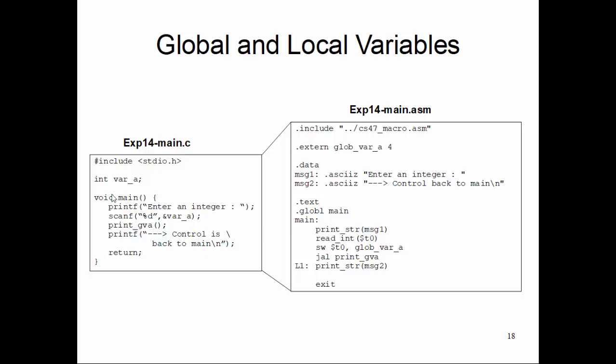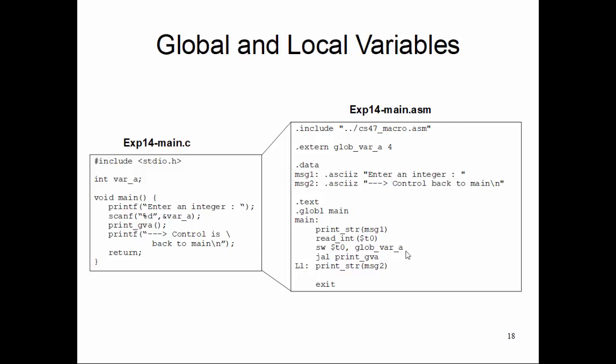So in terms of assembly, what happens is this. Maybe an include of the macros will be used, that's not important, we'll be using macros throughout. Then let's say I define the strings with .ascii: "enter an integer" and "control back to main". Then we are doing .text, we are assuming .globl main, and then print string message 1 and read integer into $t0. Both of these macros we have done. Then I'm storing the data into something like global var a.